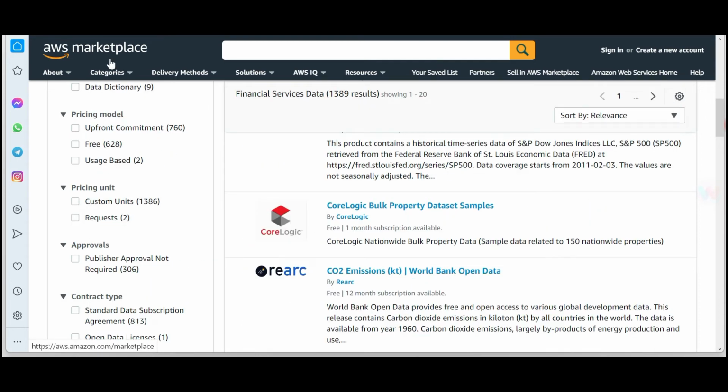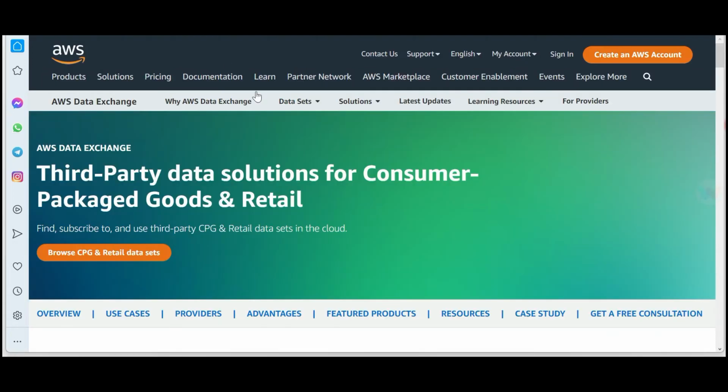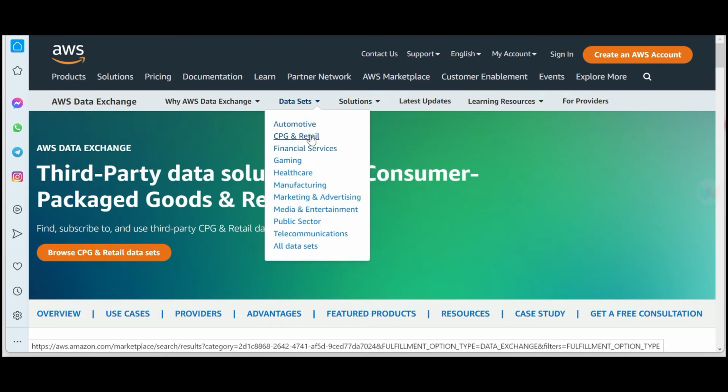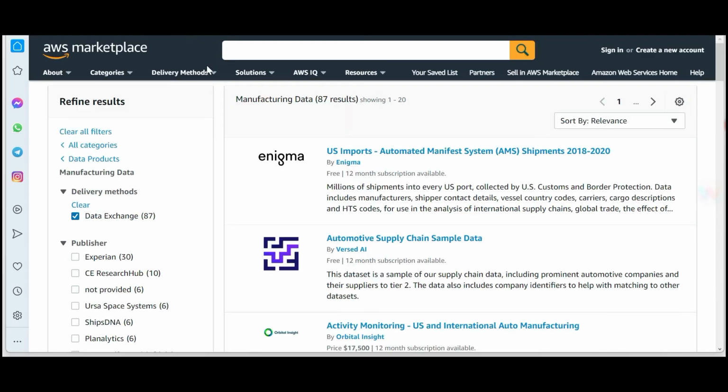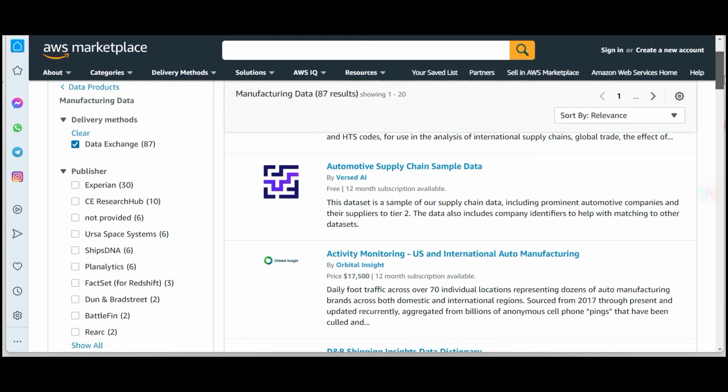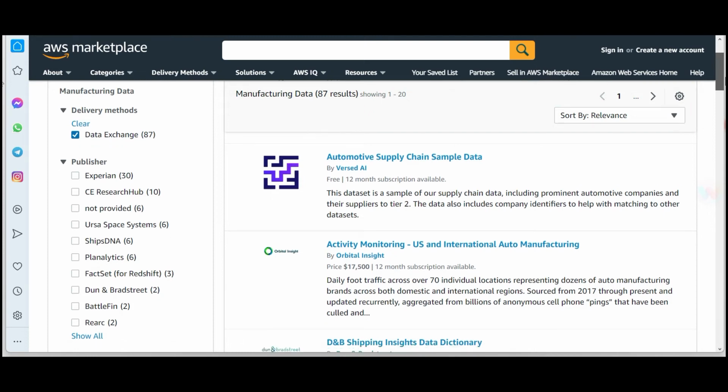You see this, I am on the marketplace and you can search for data sets, you can search for solutions, ready-made solutions, and so on. Now let us look at data sets. You see these data sets, there are so many data sets. For example, if I click manufacturing, I see US imports, automated manifest systems, shipments, automated supply chain sample data. If you want to do some data analysis on supply chain data sets, you can do it. Some of these data sets are free, some of these are by subscription.